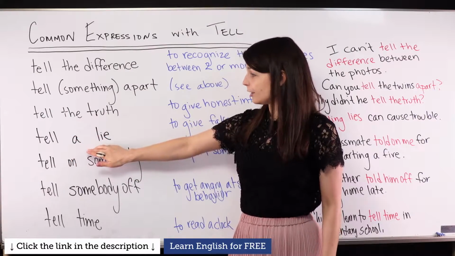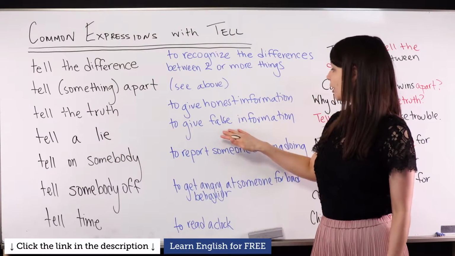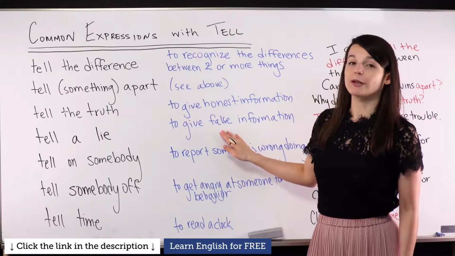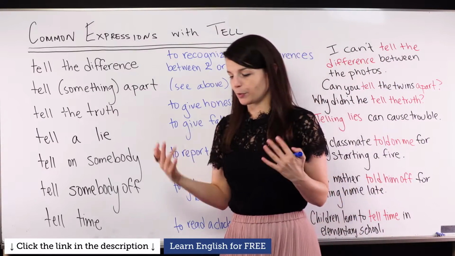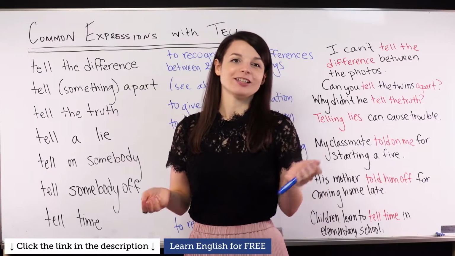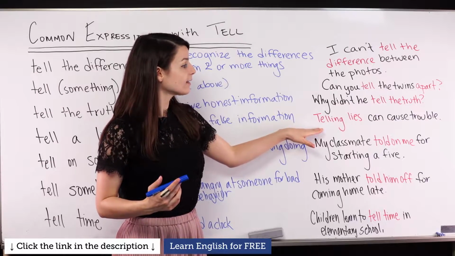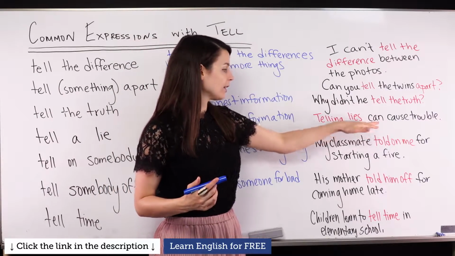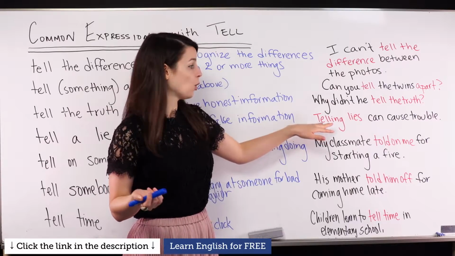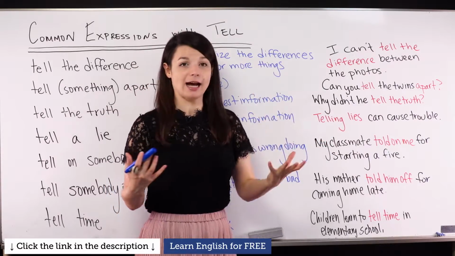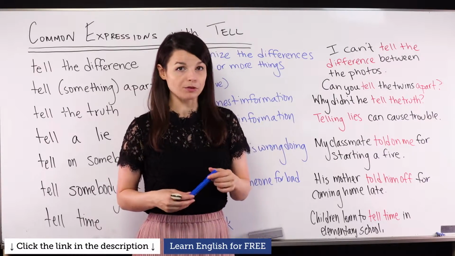So to tell a lie is the opposite of tell the truth. To tell a lie is to give false information, information that is not true. It's information that is dishonest. So people who are dishonest, perhaps, often tell lies. In an example sentence, telling lies can cause trouble. Here I've got it in the ing form, to tell a lie, or in general, telling lies. So giving information that is false can cause trouble.